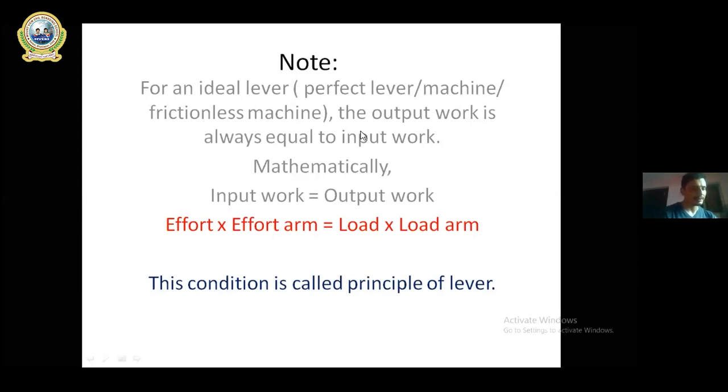or if the machine works without friction, in that case output work is always equal to input work. Kun belama output work and input work equal huncha re. When the machine is frictionless, in that case output work is equal to input work.